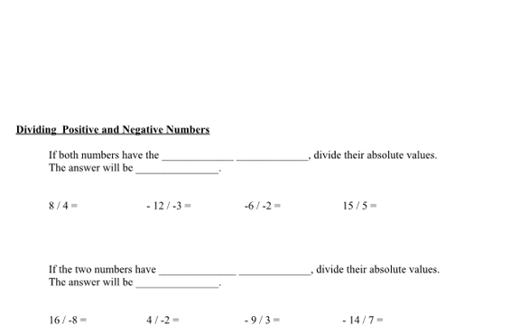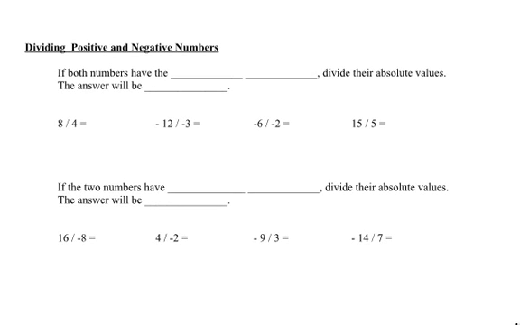Okay, now we have to look at division. Okay, when dividing, if both numbers have the same sign, simply divide their absolute values. The answer is going to be positive.